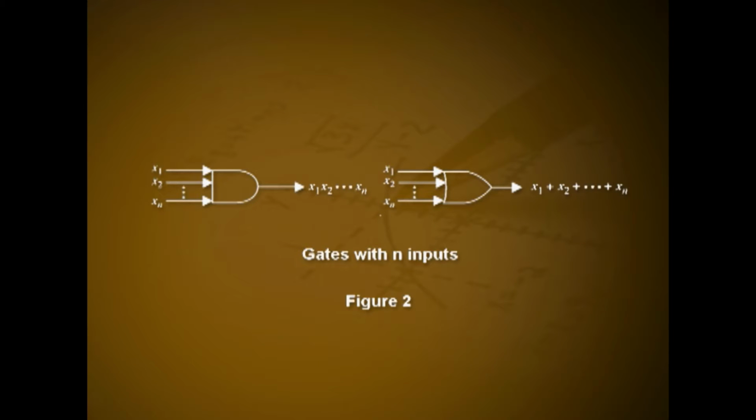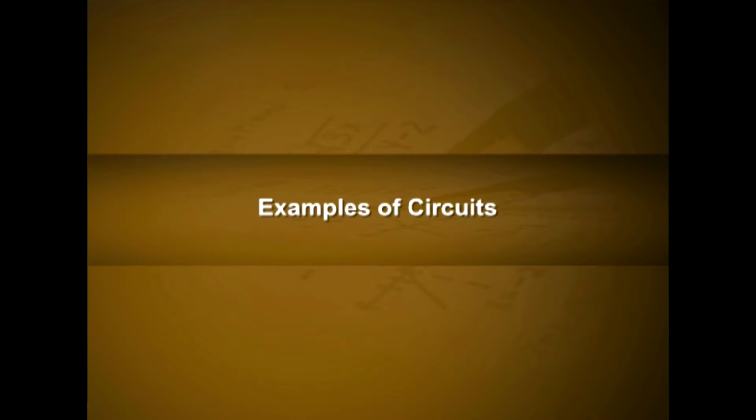This is figure 2, which shows the gates with n inputs. We will move on to examples of circuits. We will give some examples of circuits that perform some useful functions.